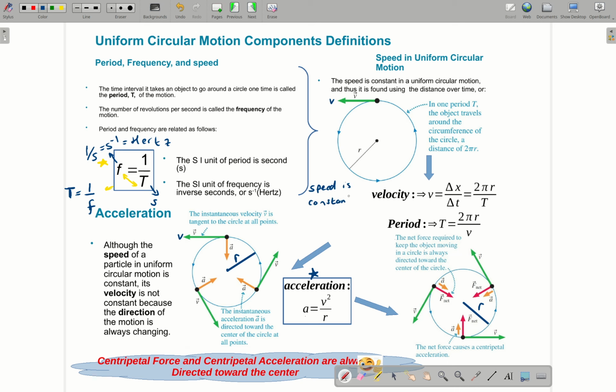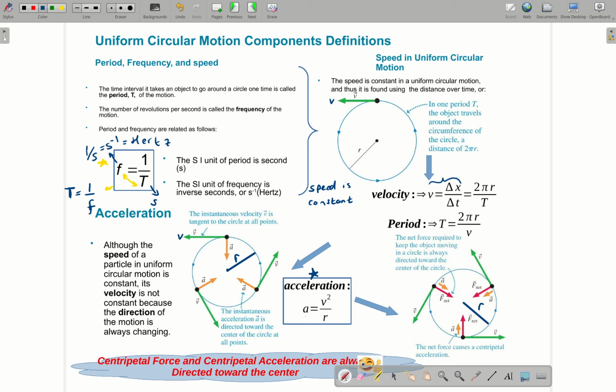Thus, I can apply the uniform motion equation, which is this equation here. The speed, let me say, velocity is change in direction. The speed is equal to delta x over delta t. Again, it's the magnitude of velocity.